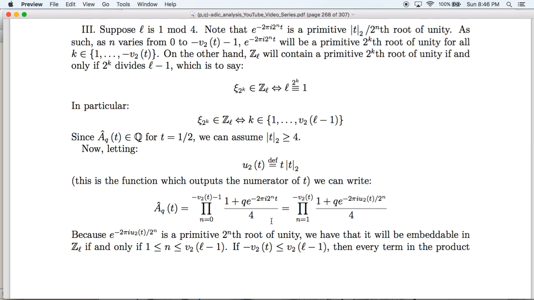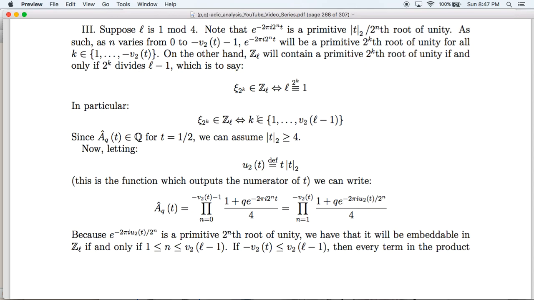Thus, as n varies from 0 to negative v2 of t minus 1 in this product, this is going to vary over a primitive 2^k-th root of unity, where k goes from 1 to negative v2 of t. On the other hand, Z_L will contain a primitive 2^k-th root of unity if and only if 2^k divides L minus 1. That is to say, the only way that C_2^k will be embeddable in Z_L is if k is less than or equal to the 2-adic valuation of L minus 1.